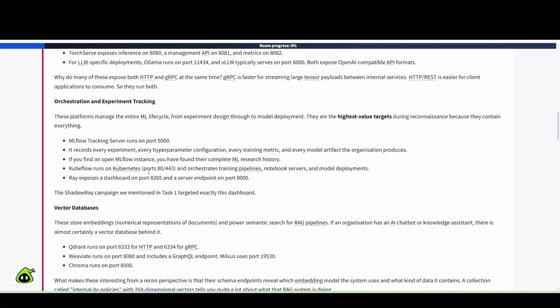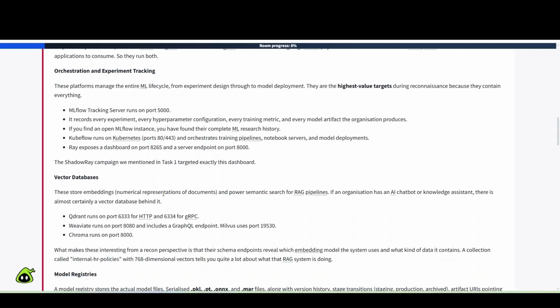Kubeflow runs on Kubernetes ports 80 and 443 and orchestrates training pipelines, notebook servers, and model deployments. Ray exposes a dashboard on port 8265 and a server endpoint on port 8000. The ShadowRay campaign we mentioned in Task 1 targeted exactly this dashboard.